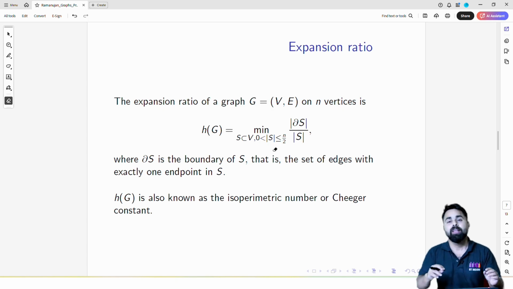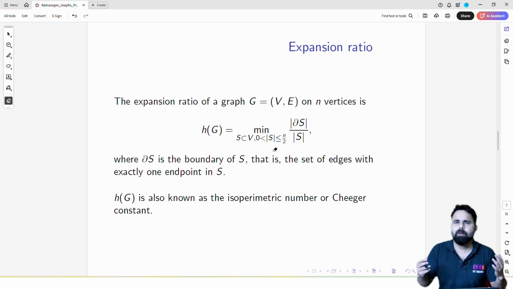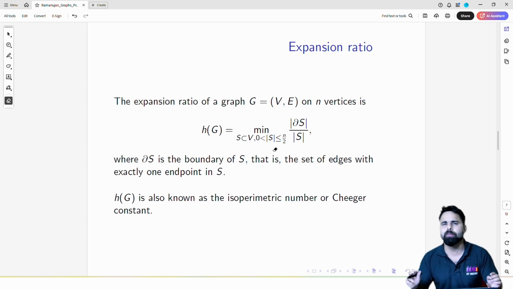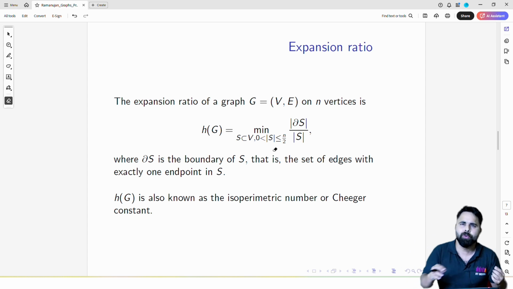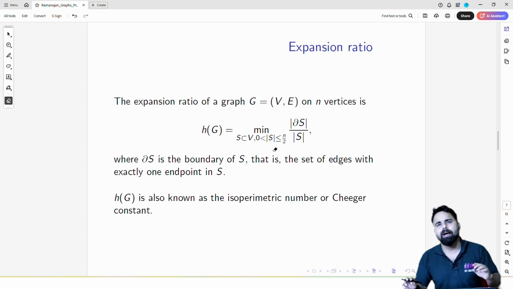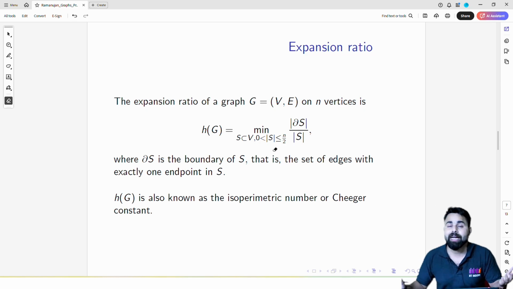Ideally you take subsets of size less than or equal to n/2, because if you pick a subset and its complement, one of them has to be of size less than or equal to n/2. So we are taking all the subsets which have size less than or equal to the number of vertices divided by 2. And we take the minimum of that ratio over all possible subsets. Ideally we call this the edge expansion ratio.